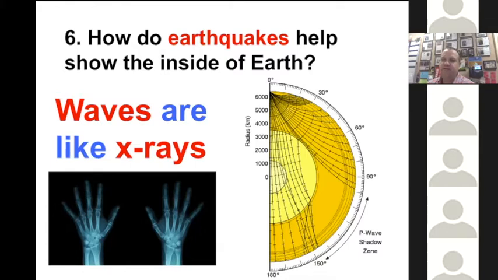The waves go faster if it's dense or solid. The waves go slower if it's a liquid. And so if you've ever had an X-ray where you can see your bones without cutting, that's what we do with the earth. We can see inside the earth without digging or cutting it open.